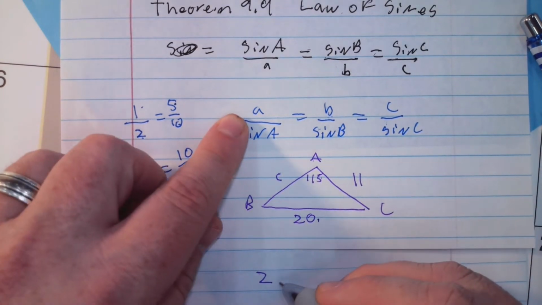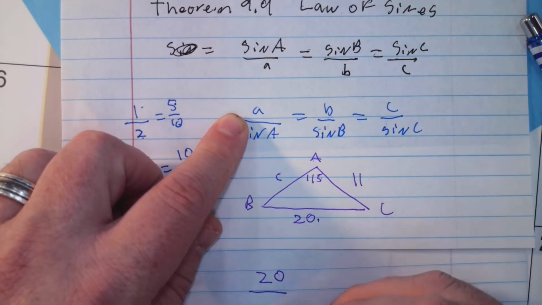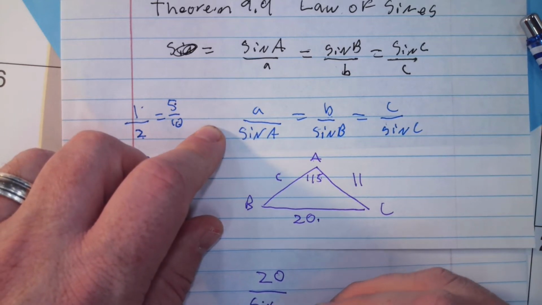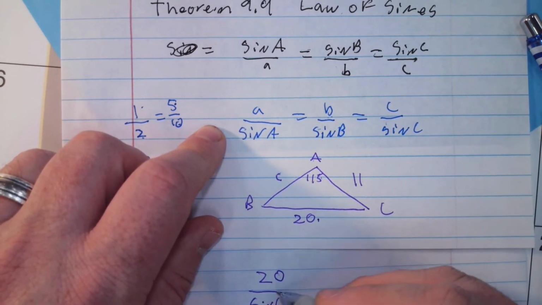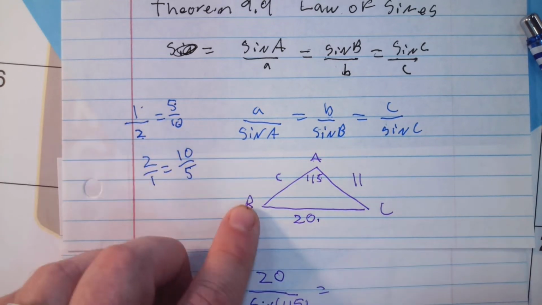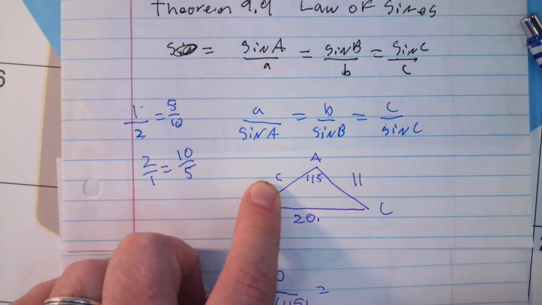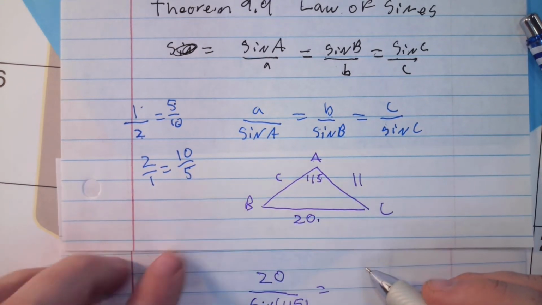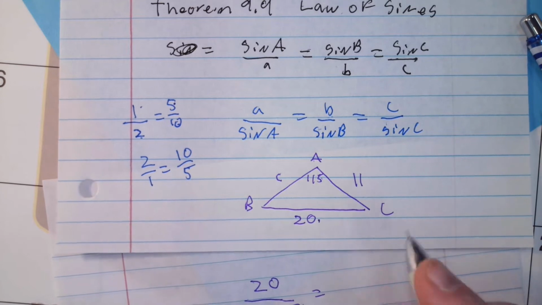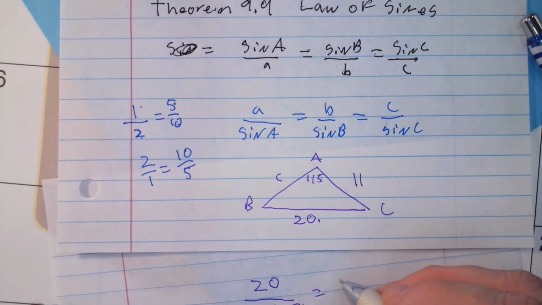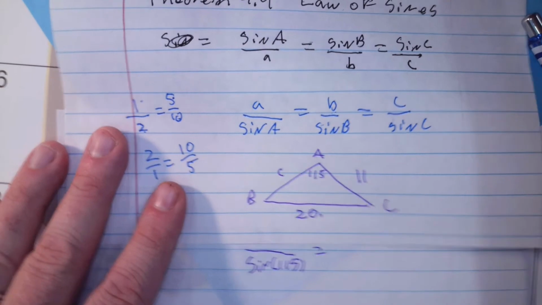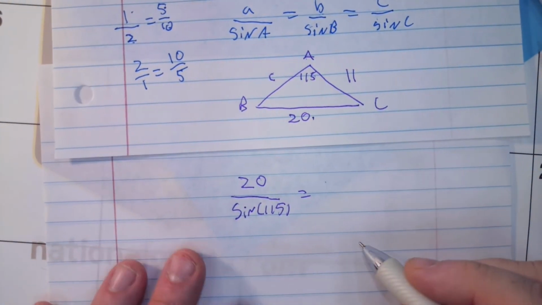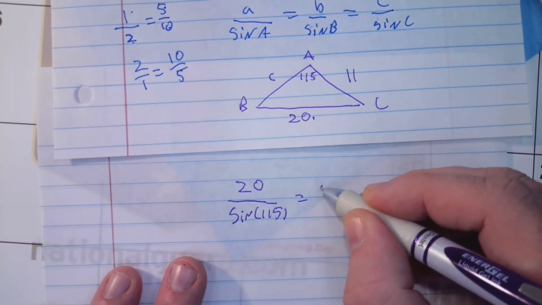I know A, and so I'm going to write down A is something I know. So that is 20 over sine of 115. That is going to equal, what is that going to equal? Sine B over 11. It's going to equal sine B over 11. Okay. Can't see. I need to scroll down more. So this is going to equal sine B.